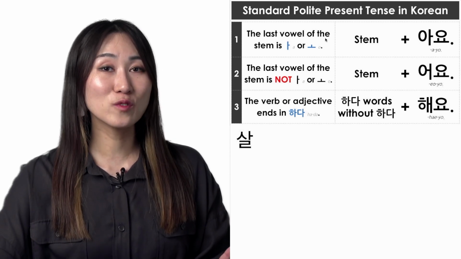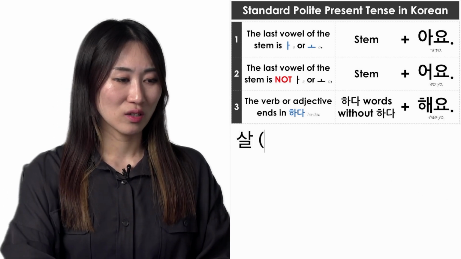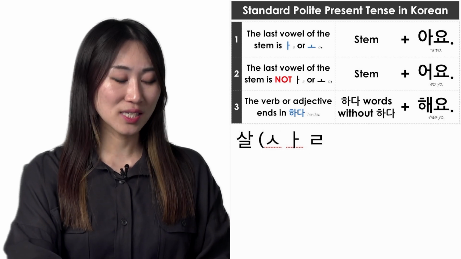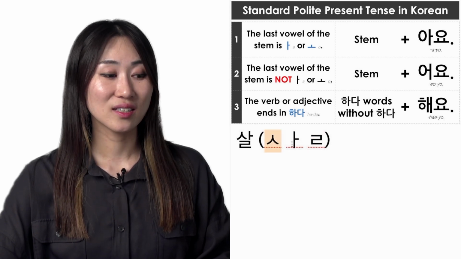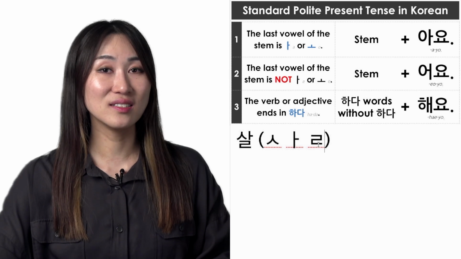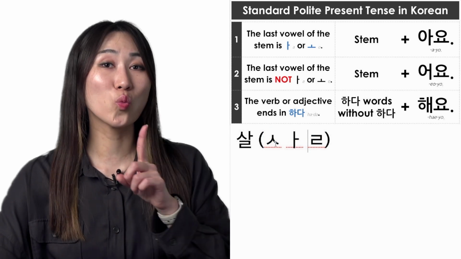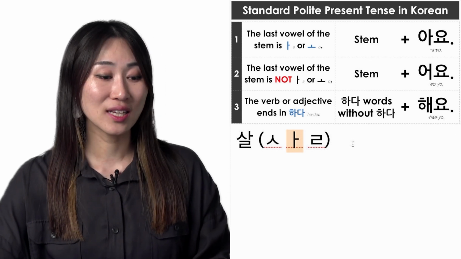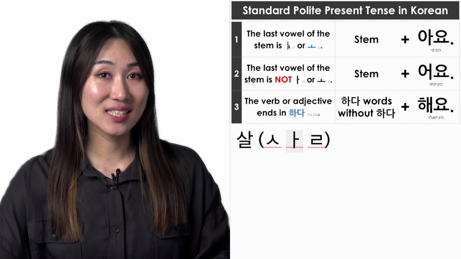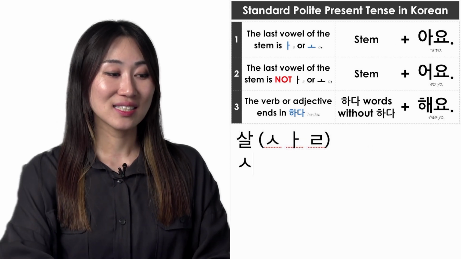The last vowel of the stem is a or o. What does it mean? Let's look at the last vowel. 사, a. Basically, it consists of these three parts. This is s. This is a. This is 으. All together, the pronunciation is 살. There's just one vowel here, the last vowel. It does contain this a sound. The last vowel of the stem is an a sound, so you need to use 아요, as in 살아요. That's it.